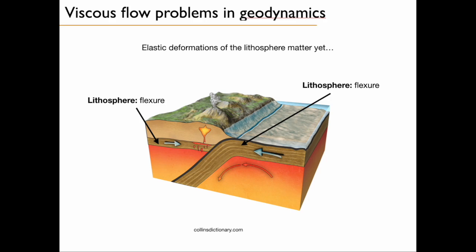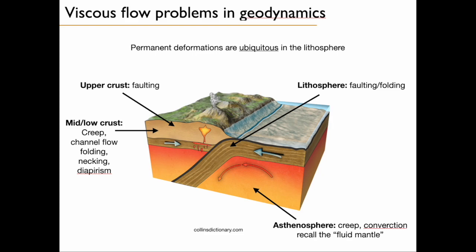Elastic deformation is what we discussed until now, and they do matter for lithospheric flexure, for example. That's what we discussed over the last lectures. But beyond elasticity, we also need to explain the occurrence of permanent deformation, which are ubiquitous in the lithosphere. So for example, in the crust, you will know that there is faulting. In the lower crust, there can be creep, channel flow, folding, necking, or diapirism.